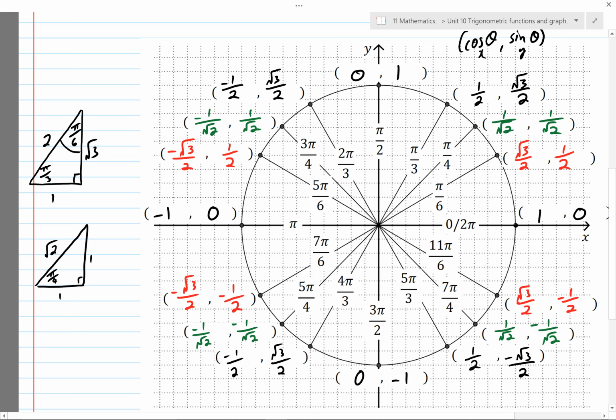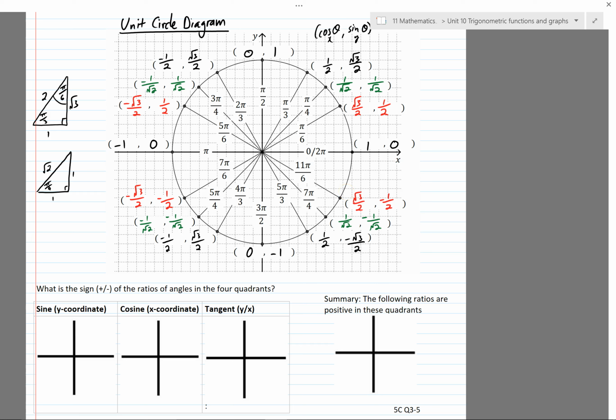So I'd probably press pause on this and have a look again at the unit circle diagram to get an understanding of that symmetry, which we'll be using all the way through this trig course. Unfortunately, you won't have time to construct this massive diagram every time you want to find, say, cosine of 11 pi on 6. So we need to come up with a little process for how to do this.